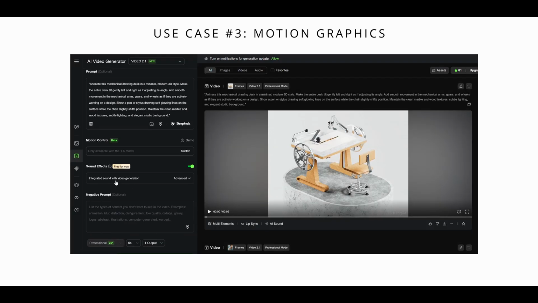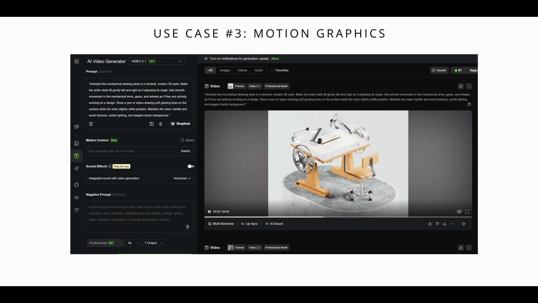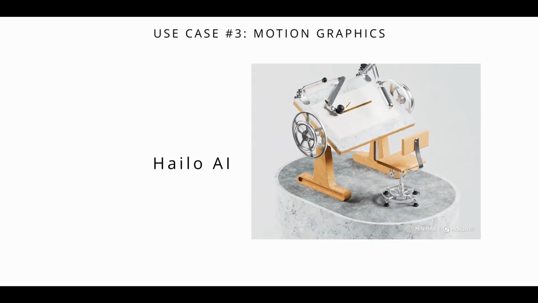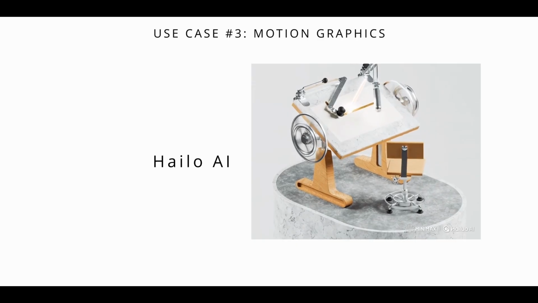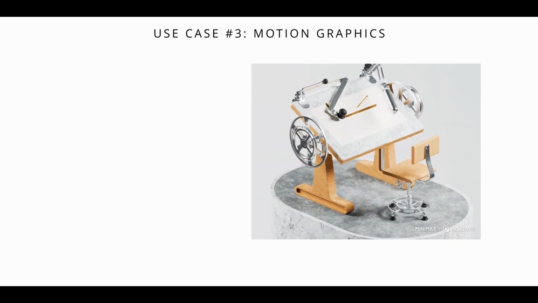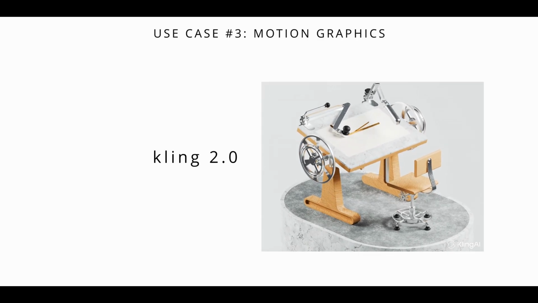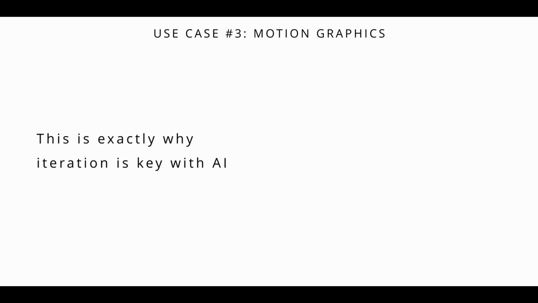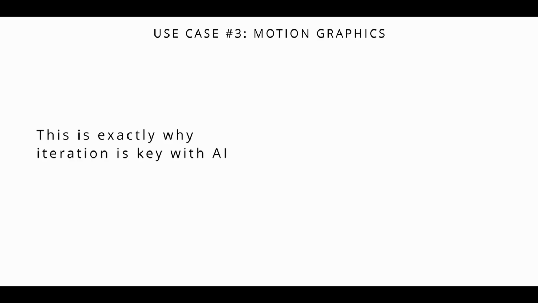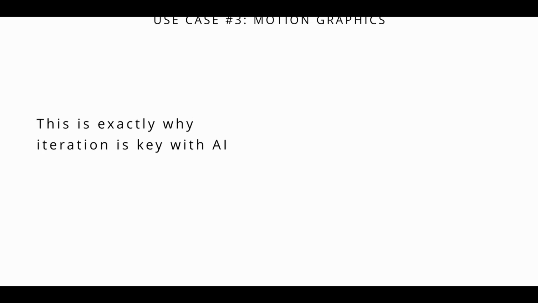It's AI, baby. But here's the thing. After some iterations, it gave us absolutely insane results. And here are some other examples that I have created using the same technique. Look at how smooth these motions are. The desk actually tilts. The pencil moves naturally, and everything flows together like it was shot with a real camera. This is exactly why iteration is key with AI.